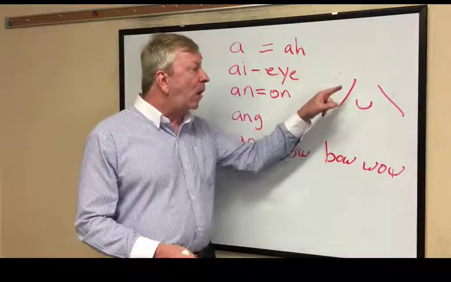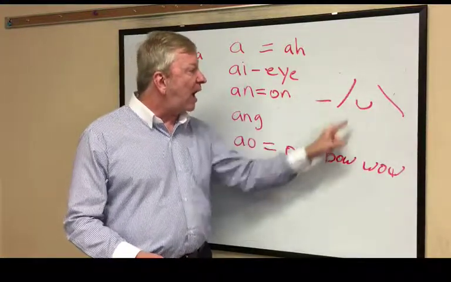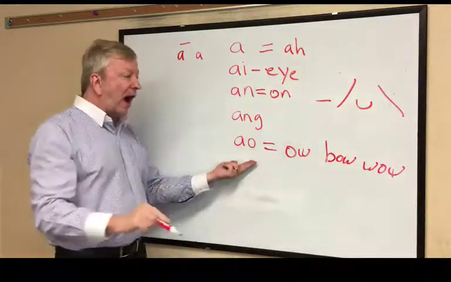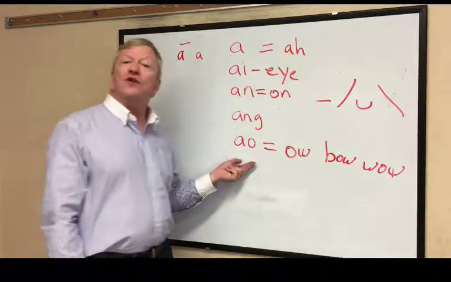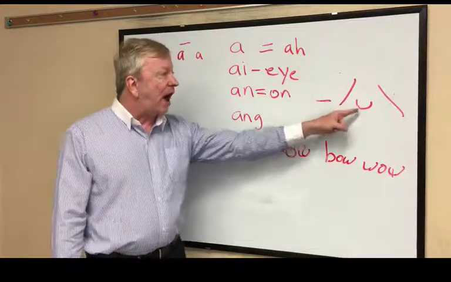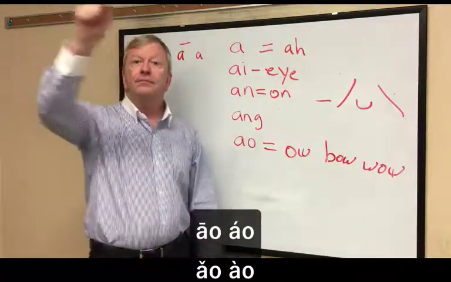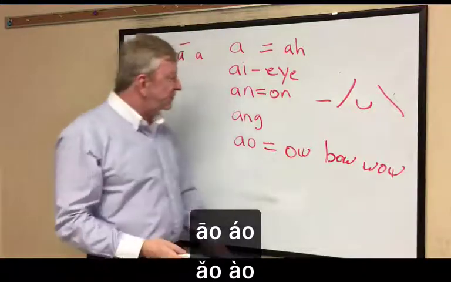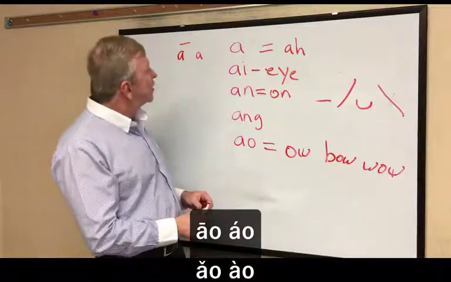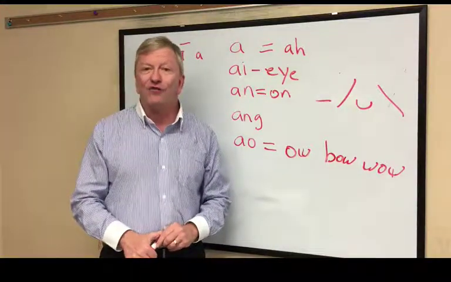Ow, ow, ow, ow. I'll say it first, then you repeat after me. Ow, ow, ow, ow. Very good. So you have just mastered the first 5 words in Pinyin on all 4 tones.